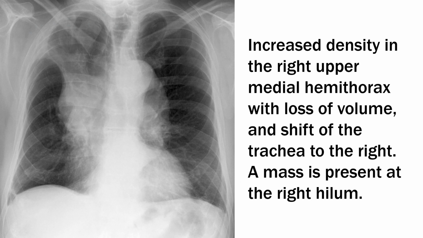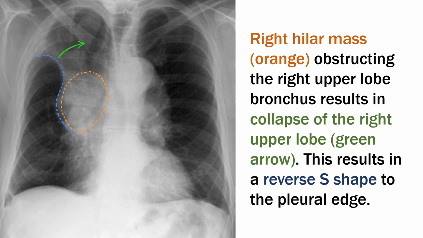This chest X-ray demonstrates increased density in the right upper medial hemithorax with loss of volume and shift of the trachea to the right. A mass is present at the right hilum. A right hilar mass obstructing the right upper lobe bronchus results in collapse of the right upper lobe. This results in a reverse S shape to the pleural edge. This case demonstrates the typical appearance of a golden S sign. This patient had a primary bronchogenic carcinoma at the hilum.